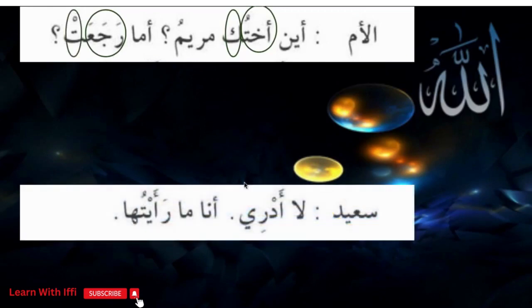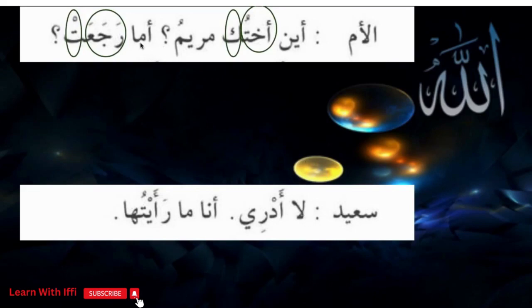So Said says la adri. See, dara is the word in the past tense, I know. And the mudari is yadri. And if you conjugate it: yadri, tadri, tadri, adri, nadri. Adri means I know. La adri means I don't know. So if you see here, adri, the ya comes back in the mudari, whereas in the past tense it is dara. This is I don't know.